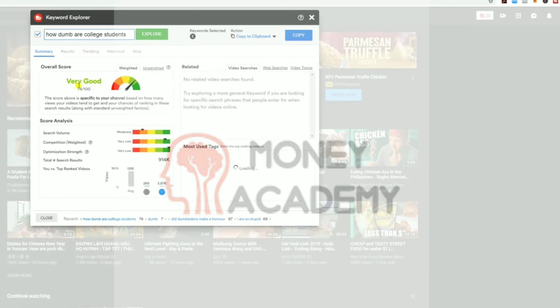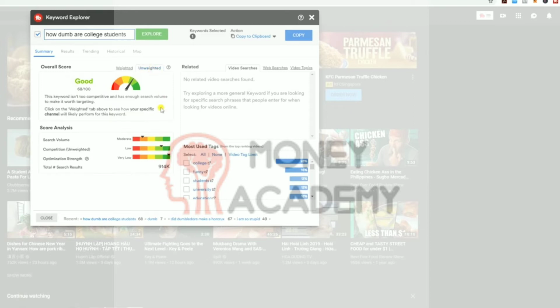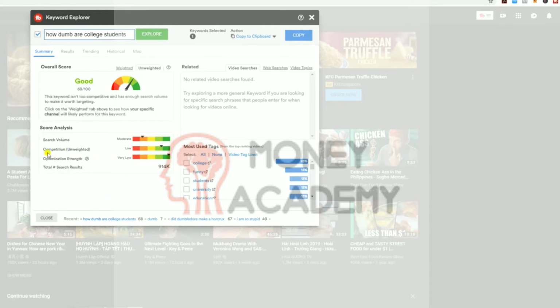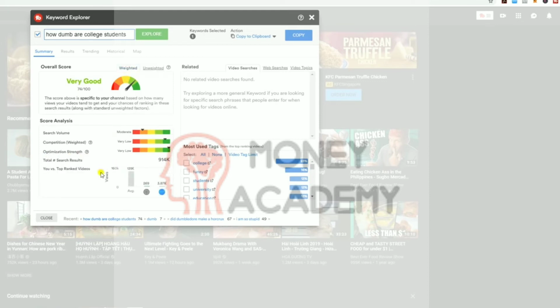If the overall score is above 60, usually you can use it. But do remember, higher scores don't mean you can rank easily. You have to look at the analysis section. Basic rule to remember is that competition and optimization strength have to be in the green zone if you have a new channel. Another important thing is the weighted and unweighted score.